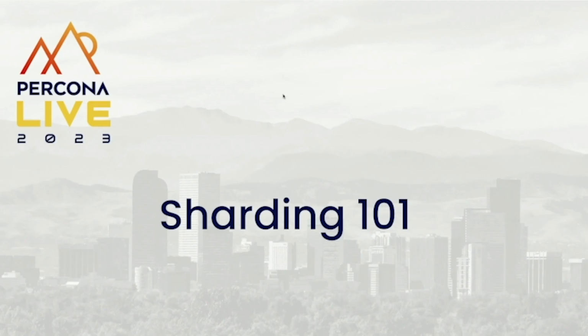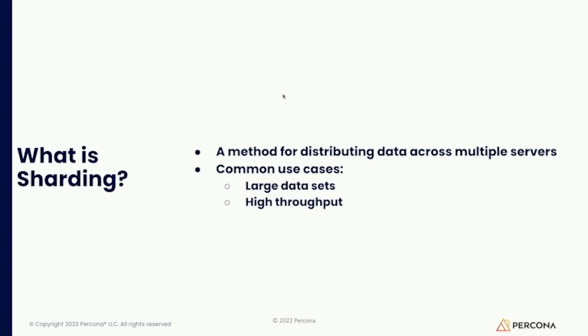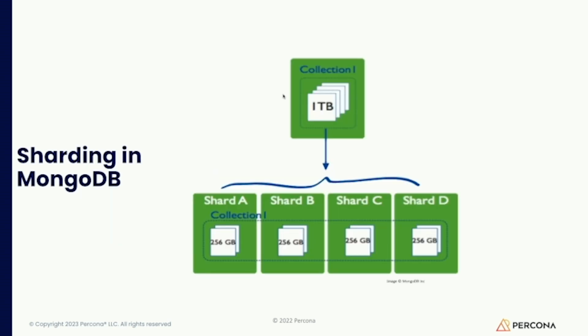Let's quickly talk about sharding in MongoDB. As you know, it's a method to distribute huge data sets across multiple servers. Or also, if you don't have a huge data set, but you have a high throughput requirement, you might need to shard. And it looks like this. There's a single big collection that you partition in smaller pieces, and each of those goes to a separate shard.